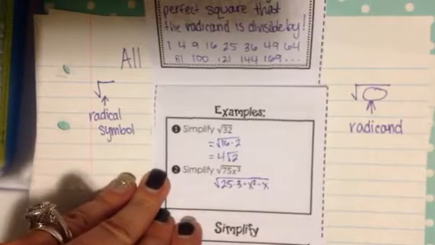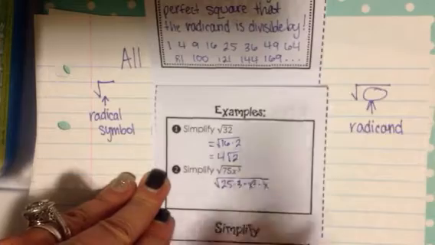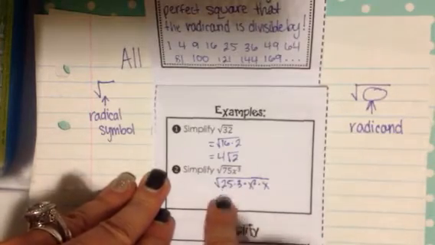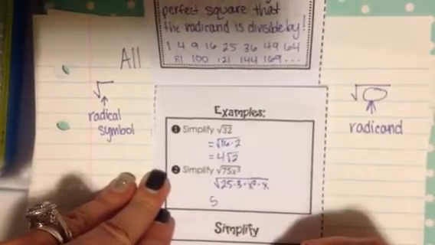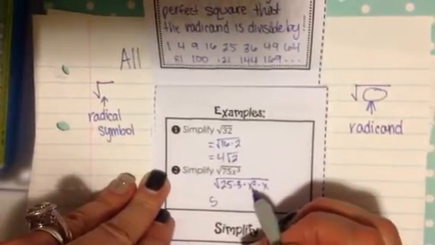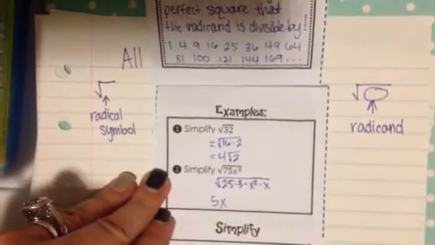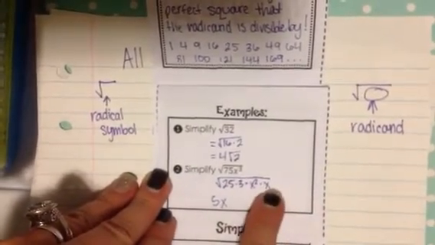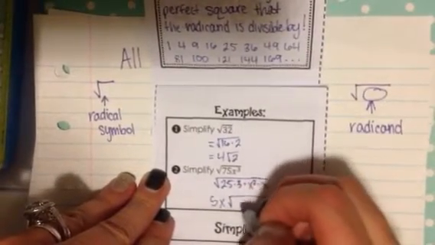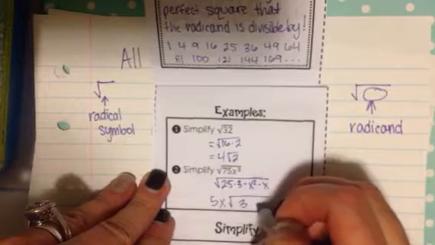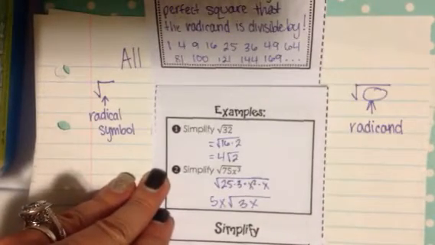And then we can go ahead and remove the items from inside that we know are perfect squares. The square root of 25 is 5. I don't know the square root of 3, so that's going to stay inside. The square root of x squared is x, so that's going to go on the outside. And I don't know the square root of just x. So on the inside I will have the square root of 3 and x. And that's our final answer.